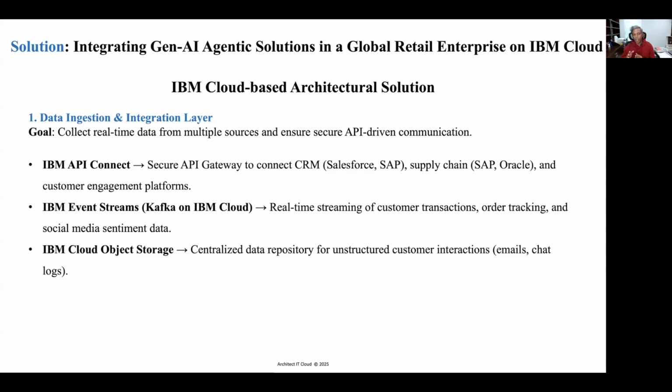And third one is IBM Cloud Object Storage. This can act as a centralized data repository for your unstructured customer data that can come from email, chat, and logs. So the data ingestion and integration layer needs a minimum of 3 components for this architecture implementation. One, IBM API Connect, second, IBM Event Streams, and third one, IBM Cloud Object Storage.